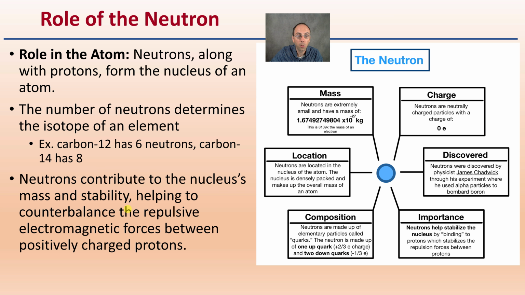You might see carbon-12 has 6 neutrons, while carbon-14 has 8 neutrons, because in order for an element to be an element, it has to have the same number of protons. But if we adjust the neutron number, we're adjusting the mass and also the isotope of that element. And James Chadwick was the one who discovered these particles.